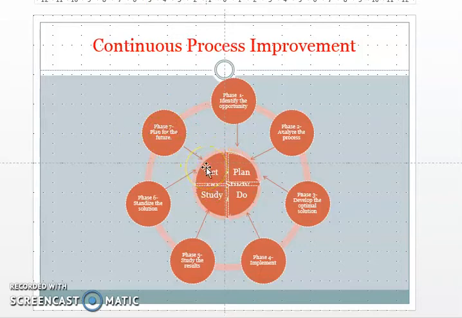All this is about continuous process improvement, which is very important for any organization to remain in competition, or to make the changes required to satisfy the customer's needs, and technology and various parameters are achieved with the help of this continuous process improvement.